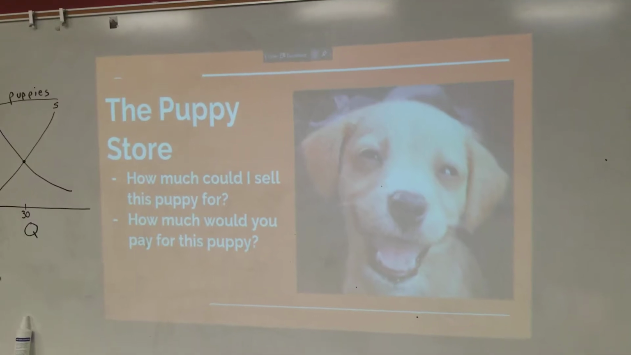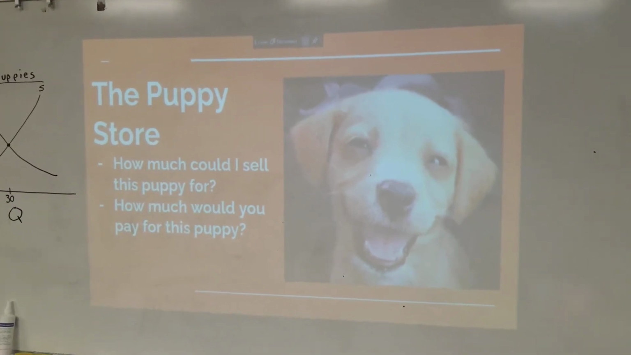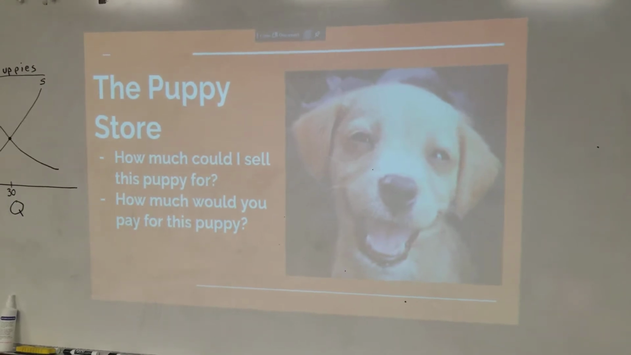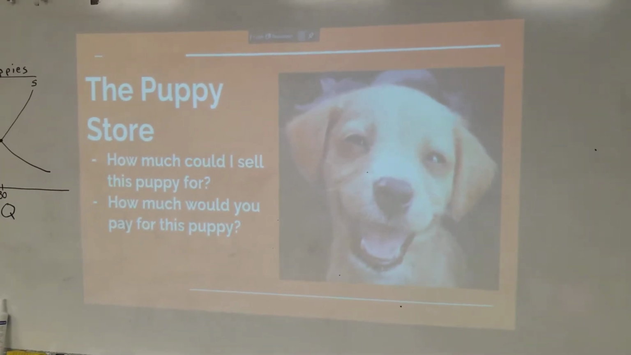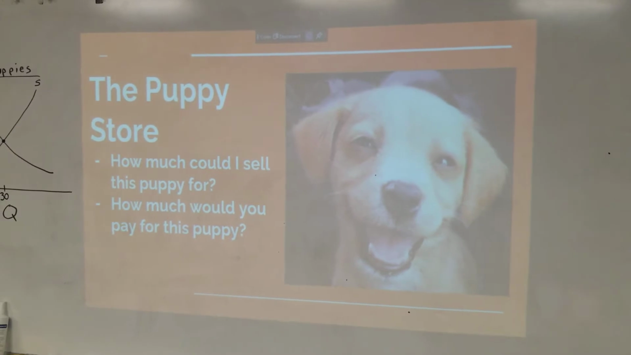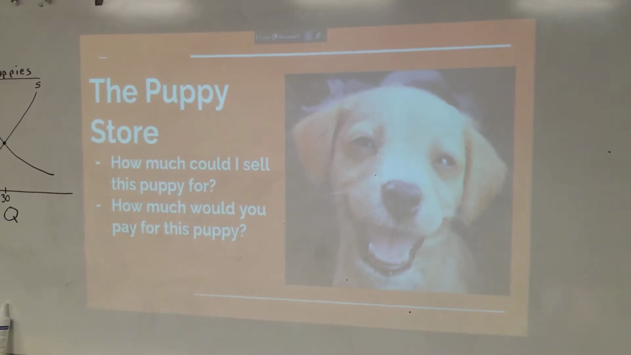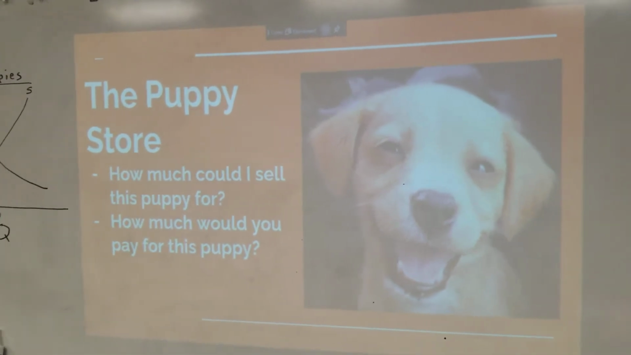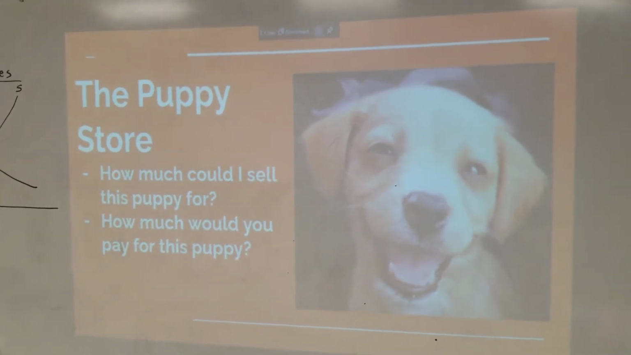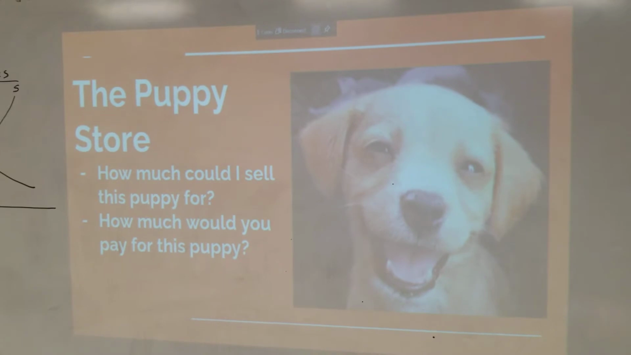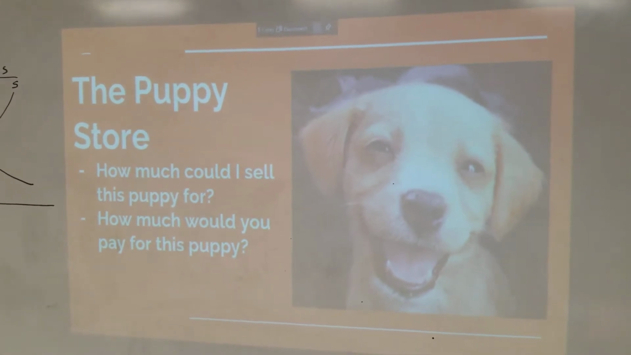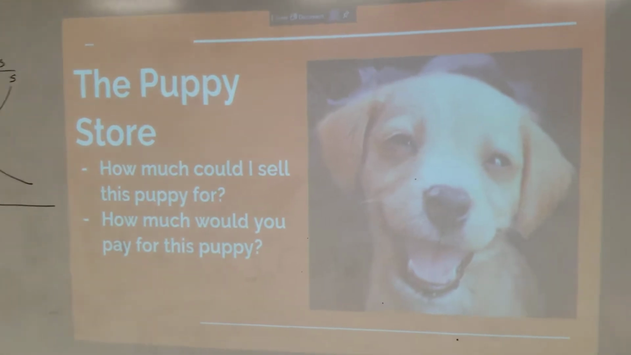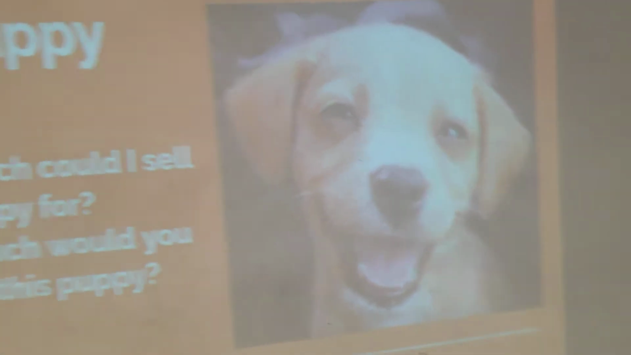Hello friends, today we're going to be looking at the idea of equilibrium with an example of a puppy store. When we look at this puppy, you could ask how much could I sell this puppy for, or how much would you pay for this puppy? The sell question is on the supply side, and the demand side is how much you would be willing and able to pay for that puppy right there.